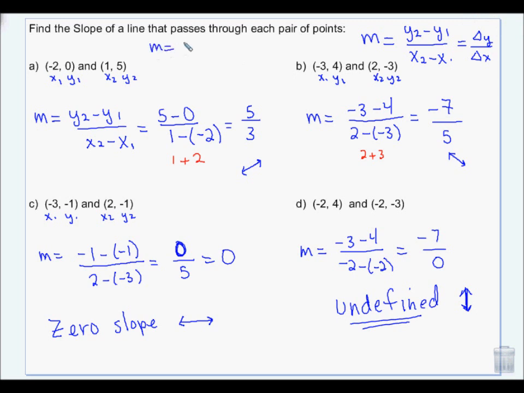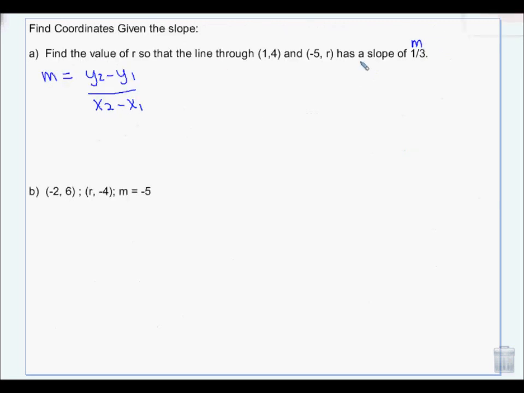Slope is rise over run. So you're going to want to leave it in fraction form, because what it means is your line is going up 5 and over 3. And here it's going down 7 and over 5. It tells you how far up or down it goes on the top, and then how far right or left it goes on the bottom. So you leave it in a fraction.